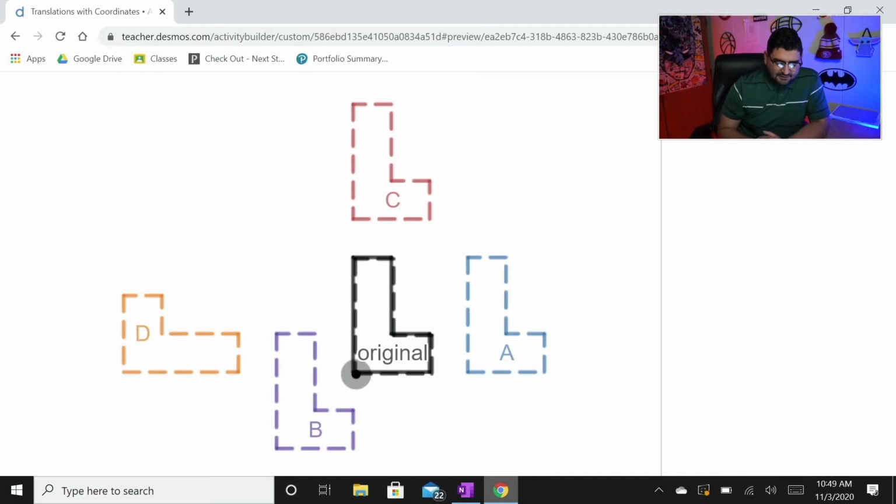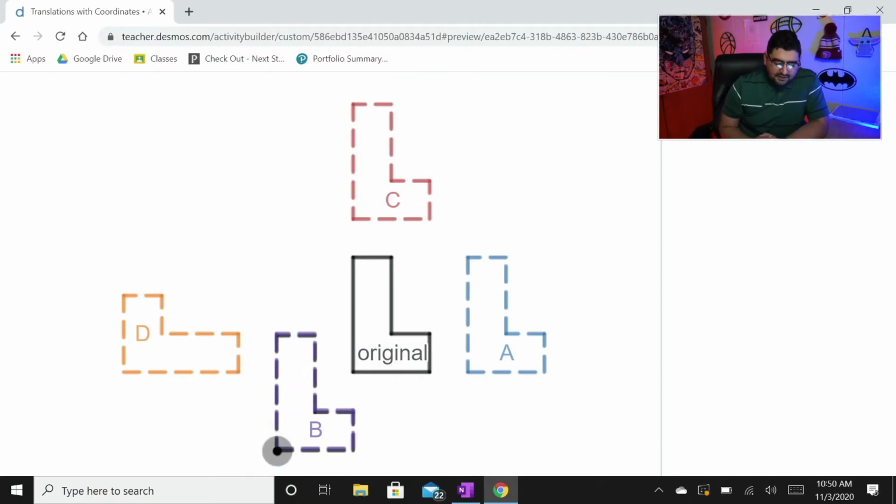Here's how I translate something. Sometimes it might tell me to move something to the right, so I'm going to move the entire shape to the right. It might ask me to move the original shape upwards a few spaces, so I'm going to move it upwards. It might ask me to move it down and to the left.